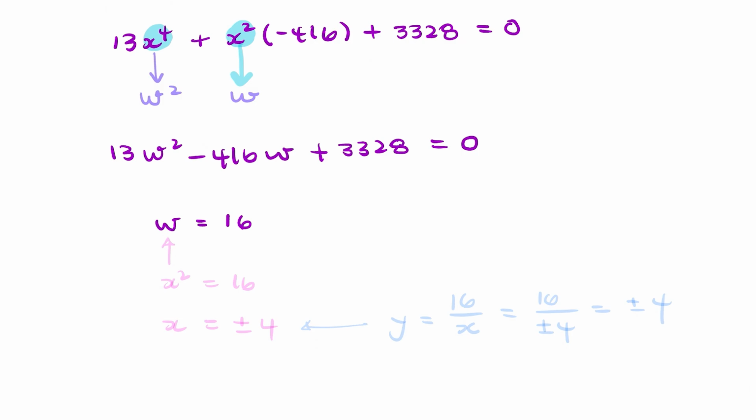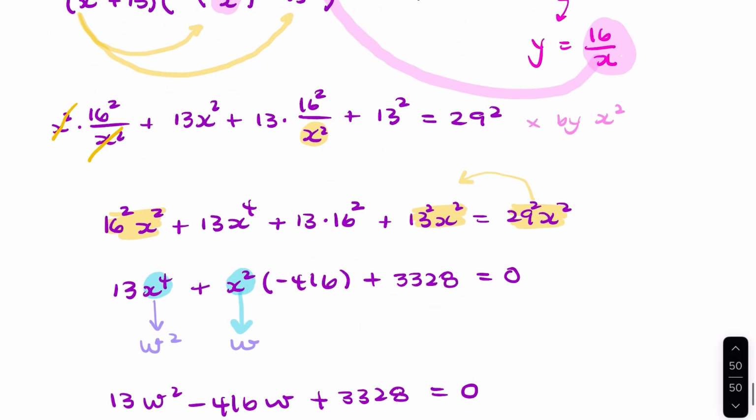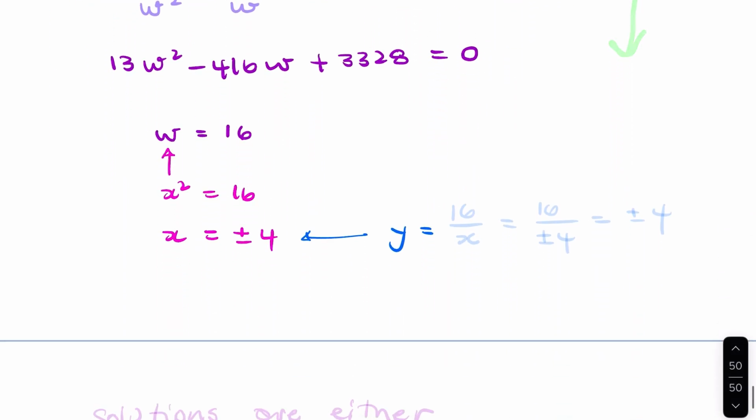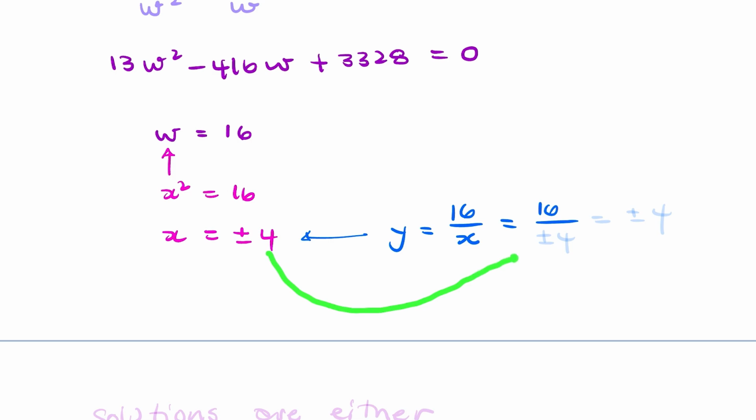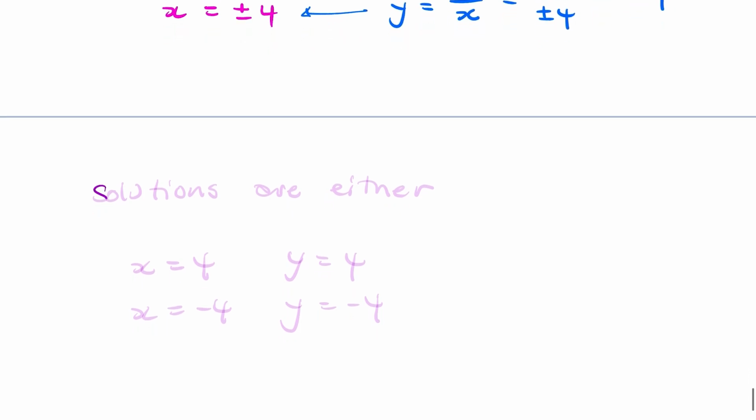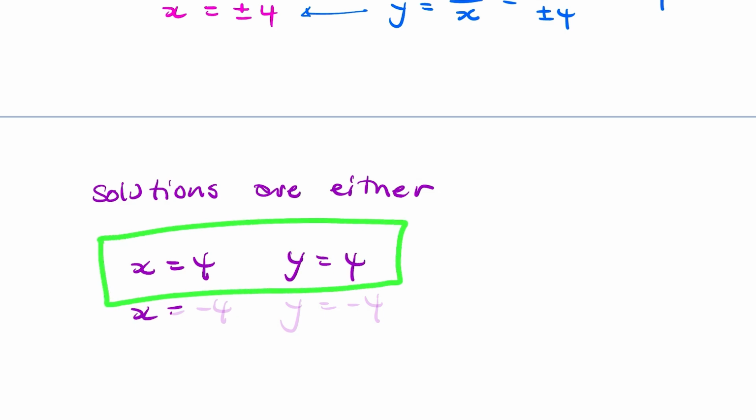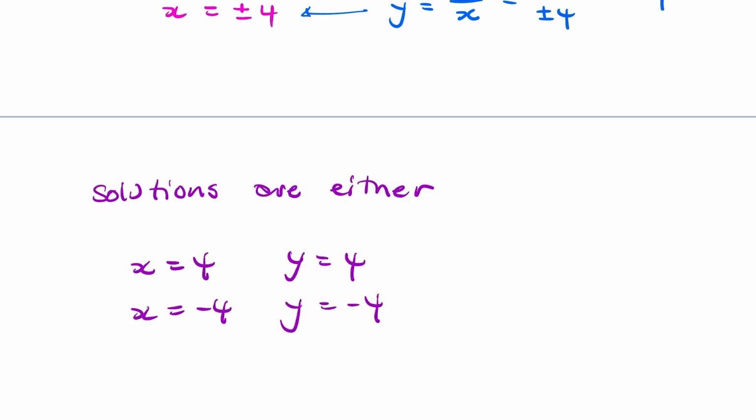And if we then replace w with x squared, x squared is 16, so x is plus or minus 4. We can then find y, because from equation 1, y is 16 over x. So that's 16 over positive or negative 4, which gives you positive or negative 4. So really the solutions are either x is 4 and y is 4, or x is negative 4 and y is negative 4. So that's how you would answer a question like this.